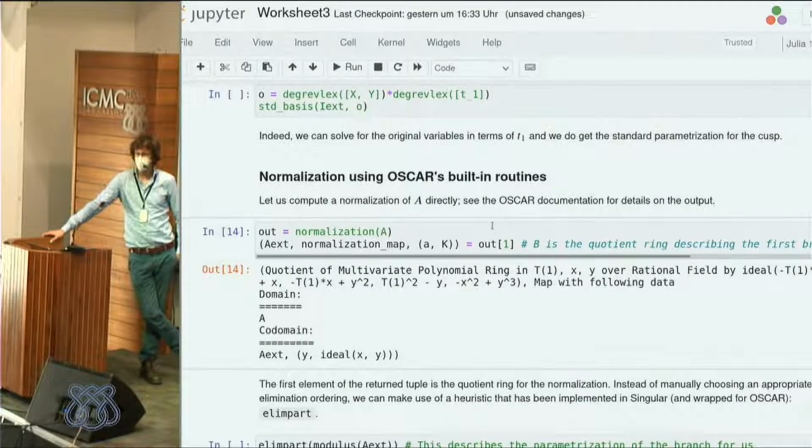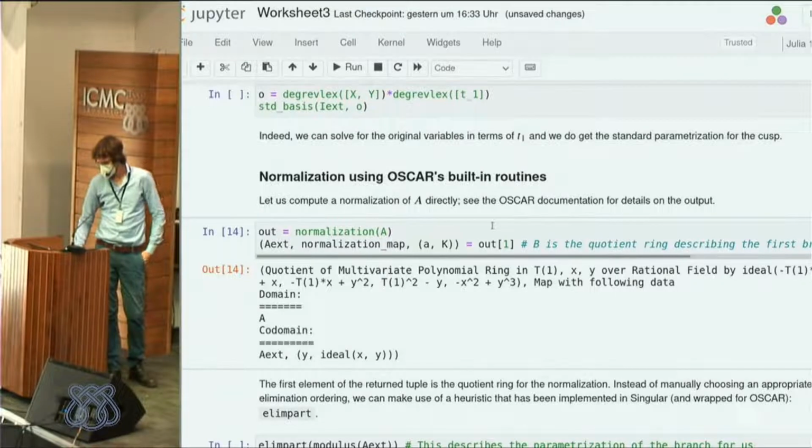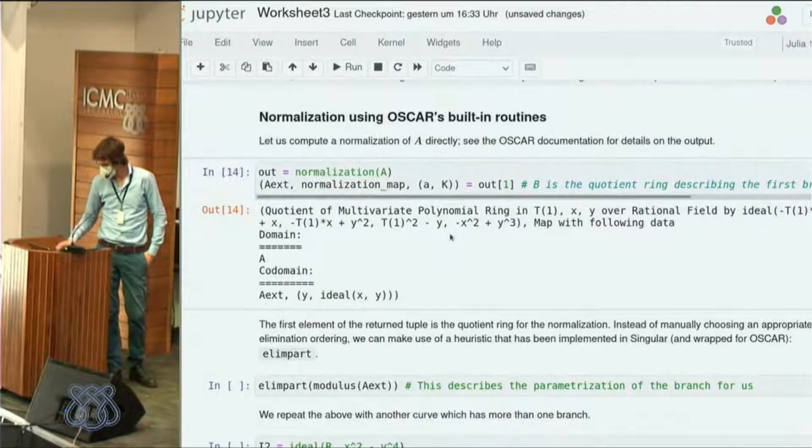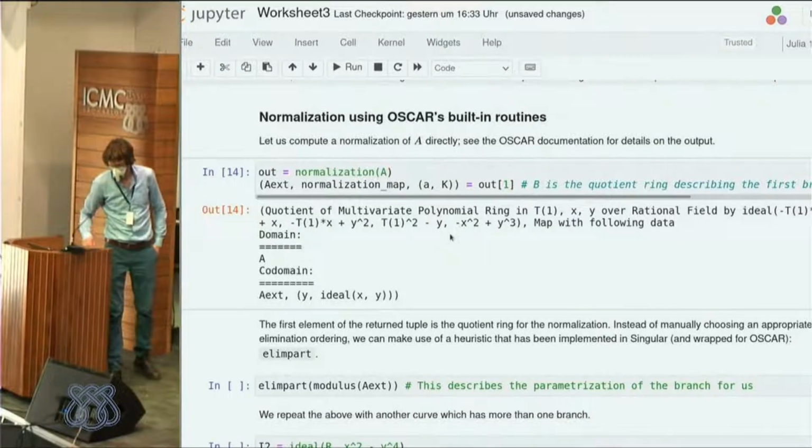But now that you saw all the theory, you have the means, you're well equipped to appropriately interpret the result. And for the full documentation, you can go to the OSCAR website and hopefully learn what you really get in your hands when you type normalization of A. And maybe Anne, you can explain what we get here and what we do with it from now on.